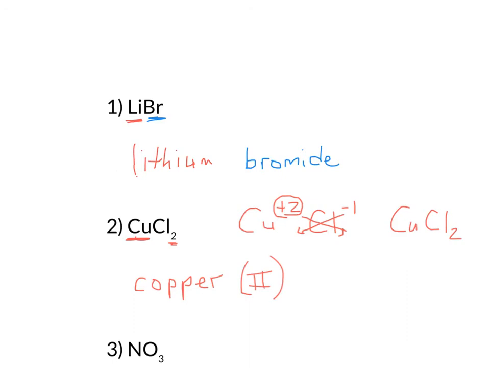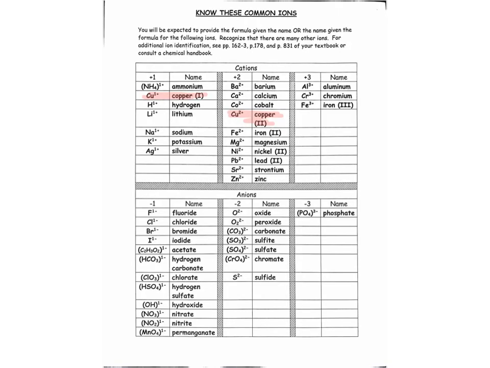What about the Cl? Well, back to the ion sheet. Cl is typically chlorine, but if we look on this ion sheet, chlorine by itself, our anions, we change the ending to IDE, so I would write chloride.